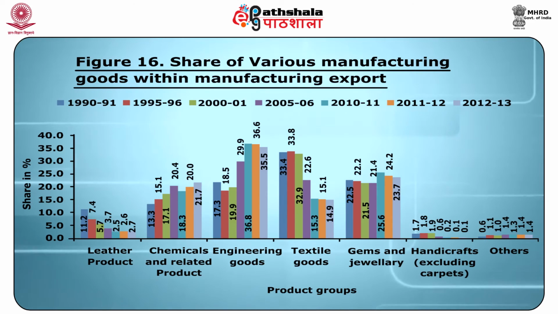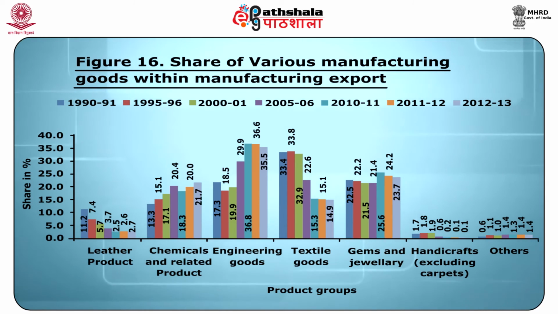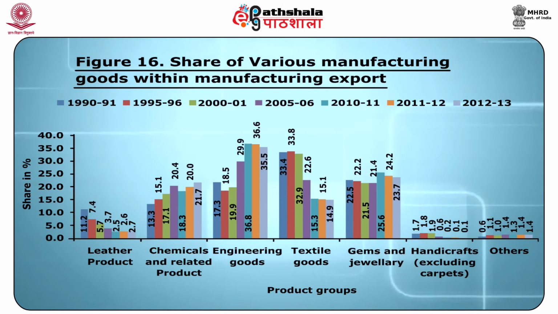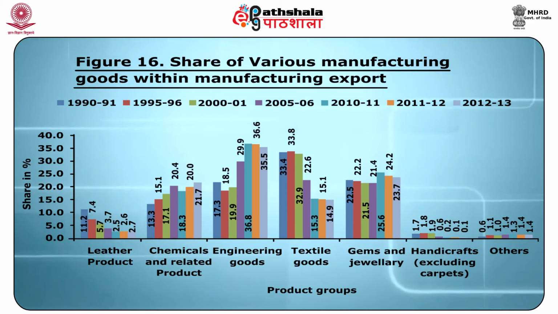So the pattern of India's exports in manufacturing goods has shown an inclination towards chemical and engineering goods from textile and leather products. Figure 16 shows the share of various manufacturing goods within the manufacturing exports. The source is again the RBI handbook.